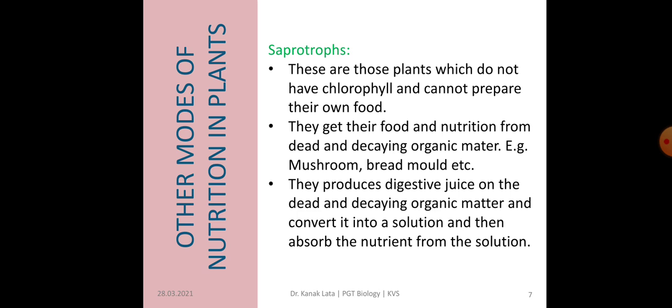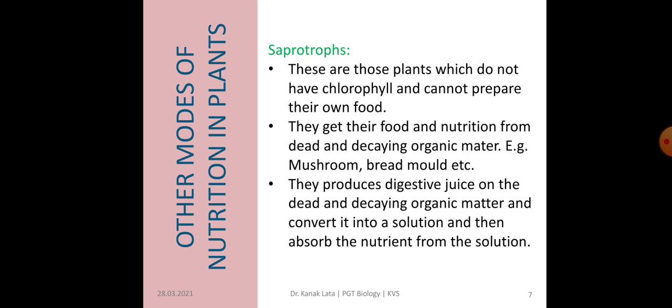Now another mode of nutrition in plants is saprotrophs. Saprotrophs are those plants which do not have chlorophyll, so again they cannot prepare their own food. Then how do they get their food? They get their food or nutrition from dead and decaying organic matter. Common examples are mushroom, bread mold, etc.